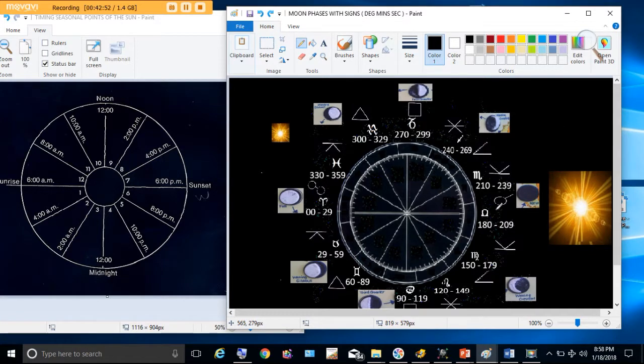All right, so now these little symbols here, as you get into aspects, you'll see that these symbols are most important. These are the most important aspects. You have a conjunction, a semi-sextile, a semi-square, a sextile, a square, a trine, an inconjunct, and an opposition.